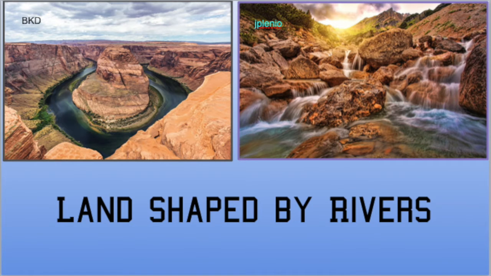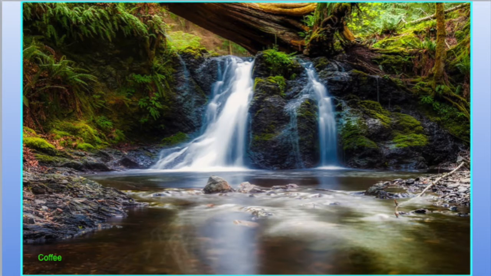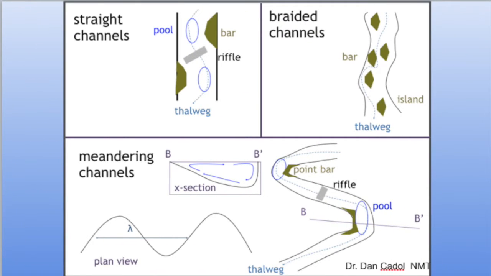Land is shaped by rivers. Erosion and deposition of sediment are two big ways rivers can change a landscape. Before going into that, there's a little bit of background info first. Channels have three main shapes.